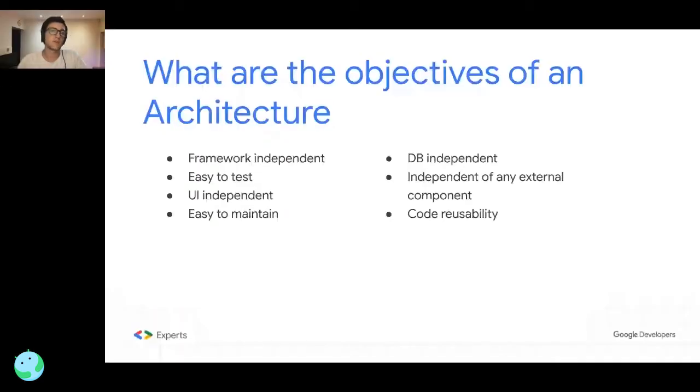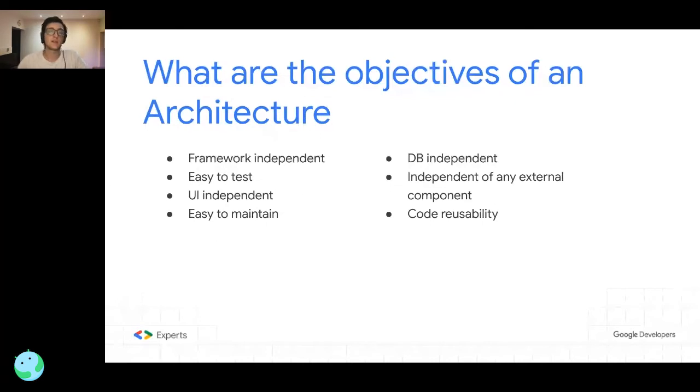It's easy to test. The main goal of having a clean architecture design in our applications is to be easy to test, so we can test each model separately from each other. It's UI independent, so we separate the UI from all the business logic, and we can maintain the UI as a different model in the app. So for us, it's easier to concentrate on the business logic on one side and on the UI on the other side.